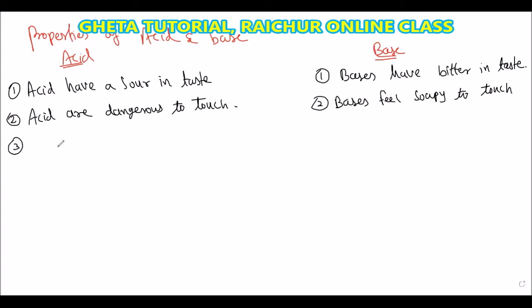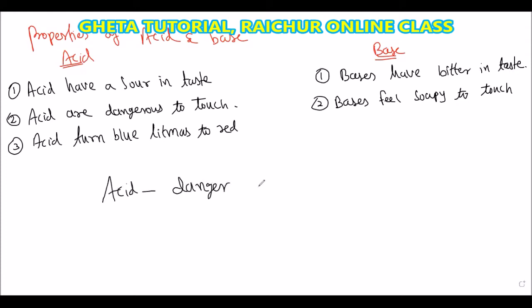Achha, now what is the effect of acid on blue litmus paper? It changes to red. Acid turns blue litmus to red. You know that acid is danger. So what is the color of danger? Red. That is why acid changes blue litmus to red. Always remember, that is an easy way to remember. No need to confuse here.